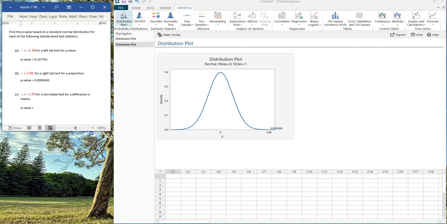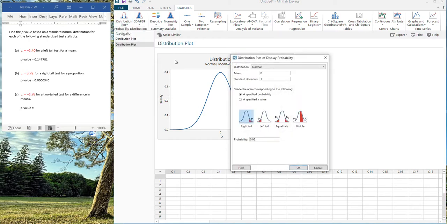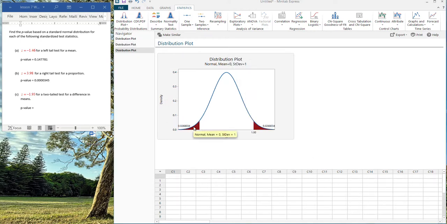Okay, for the third possibility, option C, display probability. Okay, we want a specified x value, but in this case we want equal tails for a two-tail test, and the z value for the test statistic is negative 1.93. Okay, so notice we get a lower tail and an upper tail, and both of them are equal in area. The total p-value will be the sum of these two probabilities.